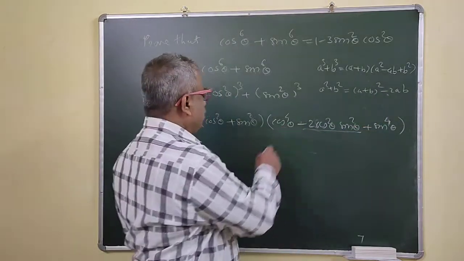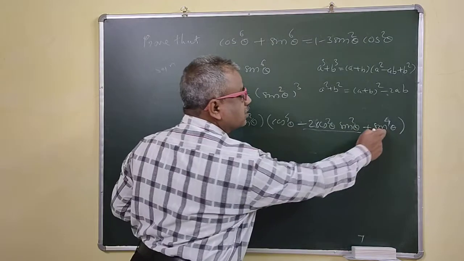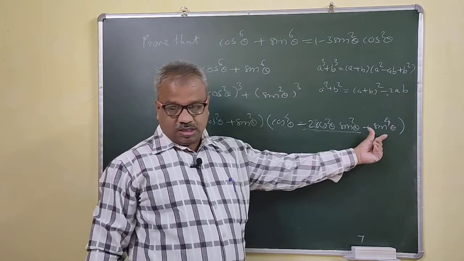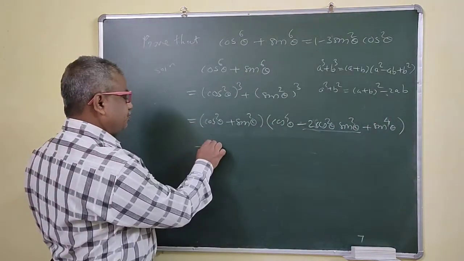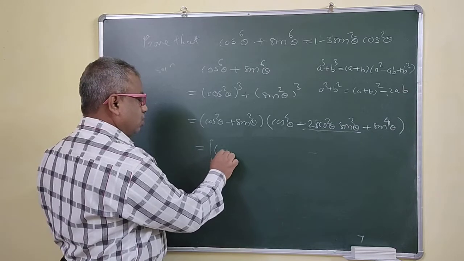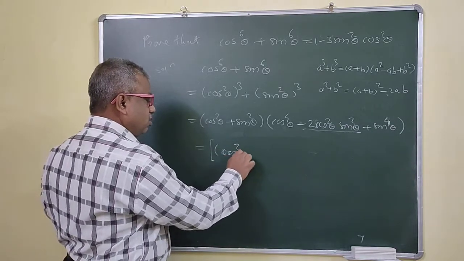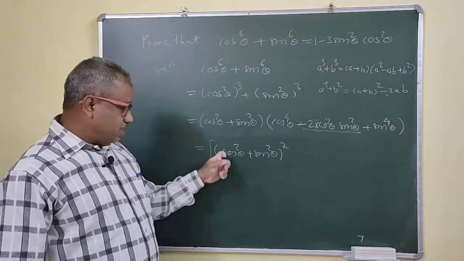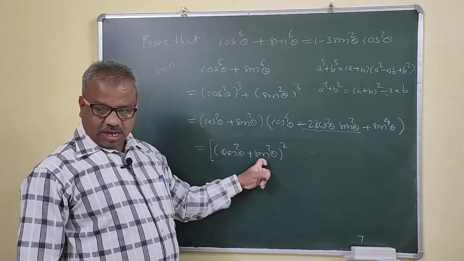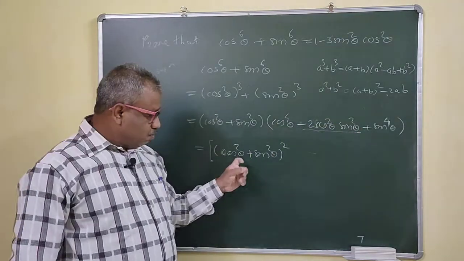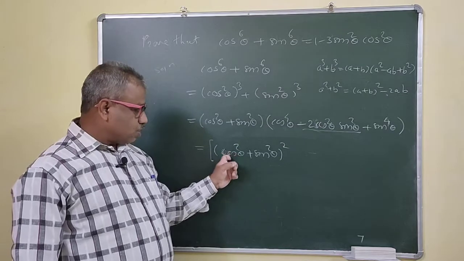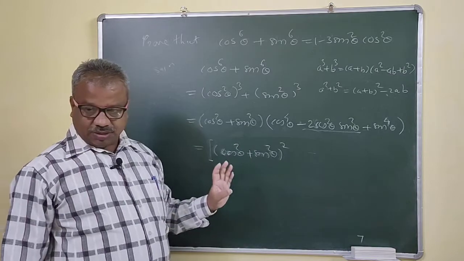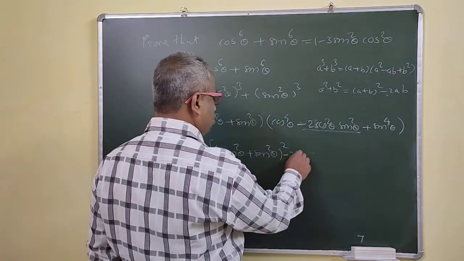Now same thing here, cos to the power 4 theta plus sin to the power 4 theta. So your a is cos square theta, your b is sin square theta. We'll write in bracket cos square theta plus sin square theta, whole square, right? If you expand this, we get cos to the power 4 theta plus sin to the power 4 theta, but the middle term is not there, twice cos square theta sin square theta. So we'll subtract this one.